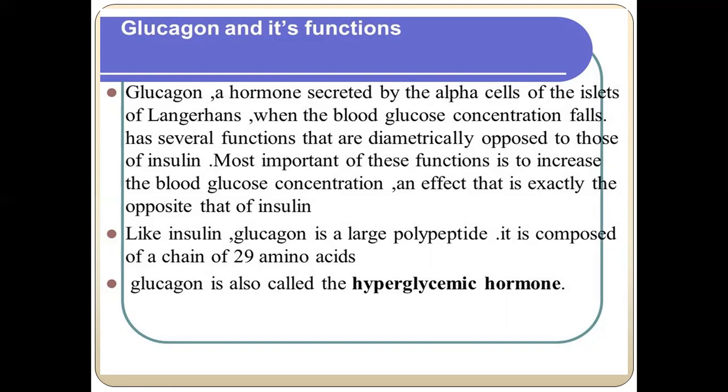Why is it called hyper? Hyper means more. And what is the function of glucagon? Its function is to increase the blood glucose concentration in our blood. That's why we call it the hyperglycemic hormone.